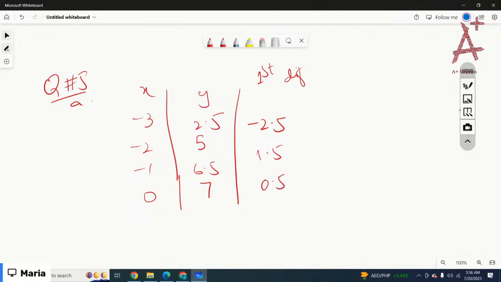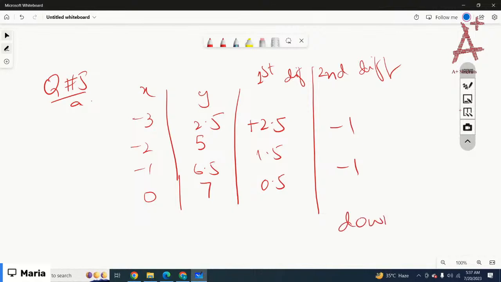You can see the first difference is not the same. Okay, let's just calculate the second difference. 1.5 minus 2.5 is -1. 0.5 minus 1.5 is -1. You can see the second difference is negative. That means if the second difference is negative, the parabola opens downward. Got it?